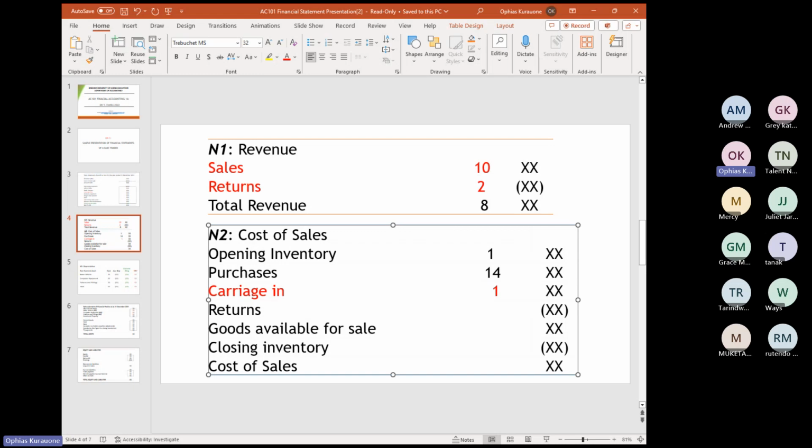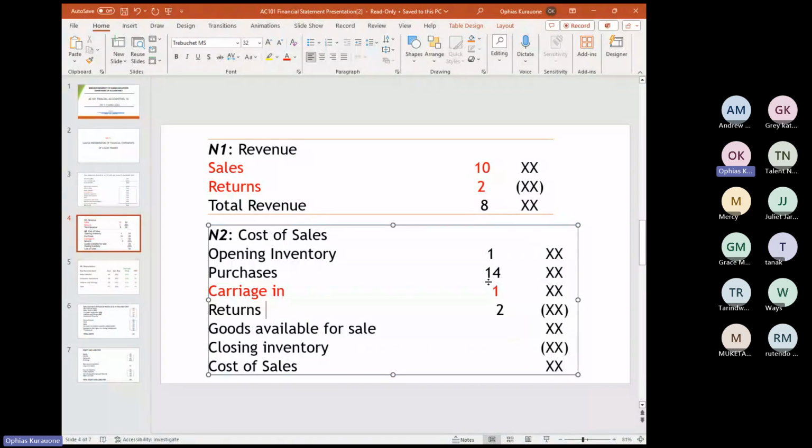Then you go to returns. Sometimes we can also return our goods, so it's subtracted, because sometimes we return outwards. Maybe from our purchases, some of the goods worth $2 are not in good condition. So we return them. So the returns reduce the purchases. Those are the returns outwards.